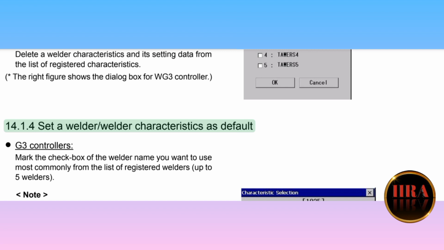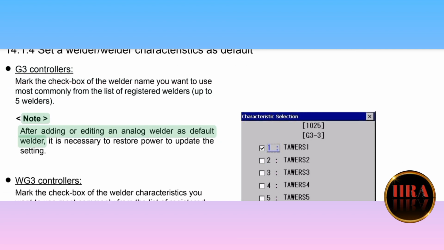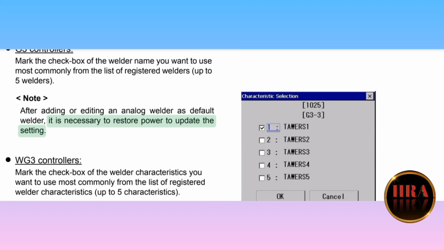14.1.4 Set a welder characteristics as default. G3 controllers: mark the checkbox of the welder name you want to use most commonly from the list of registered welders, up to 5 welders. Note: after adding or editing an analog welder as default welder, it is necessary to restore power to update the setting.